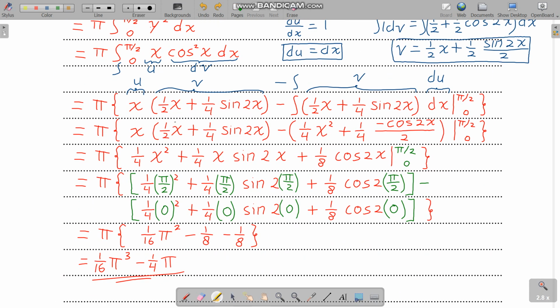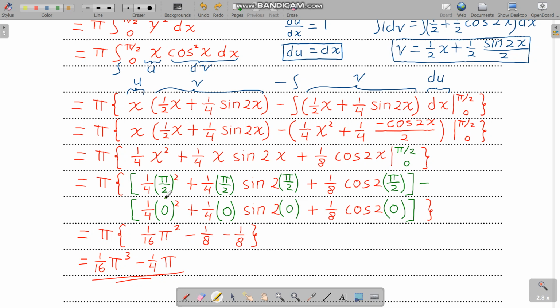1/2 x times x is 1/2 x squared, minus 1/4 x squared, so we have 1/4 x squared. Here we have x times 1/4 sine 2x. This is what we get, and we have a minus times minus, so plus, and this is 1/8, so plus 1/8 cos 2x. Now we plug in pi over 2 and 0 and subtract.